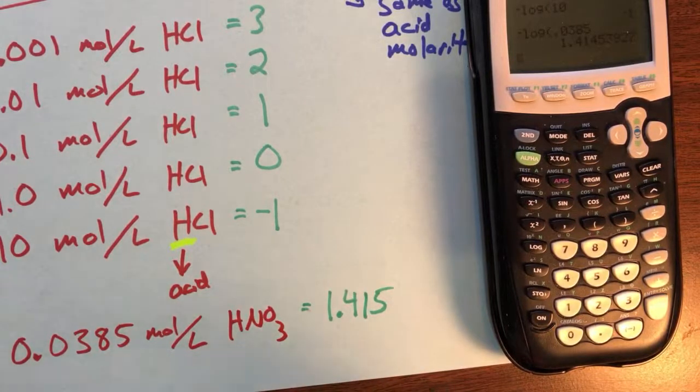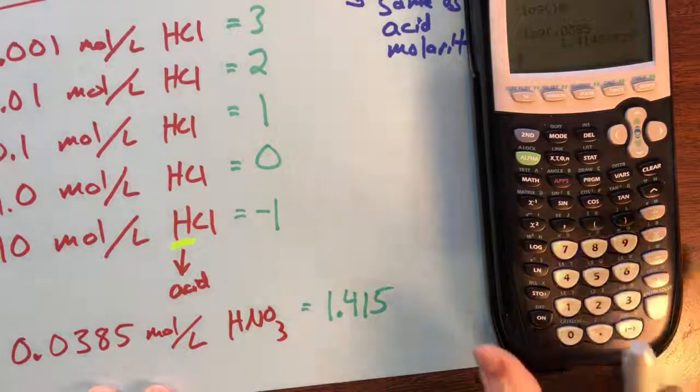Don't just write a pH of 1. That would be wrong, okay? So if you write 1, I'll mark it wrong. Now, if you write 1.4, I'll give it to you. But don't just write 1. Don't round it off to a whole number. Your answer will be marked wrong, okay? So 1.415 is the pH of this solution, all right?